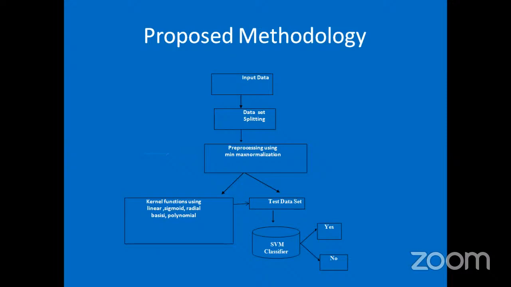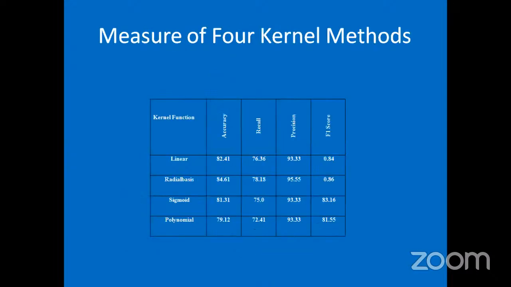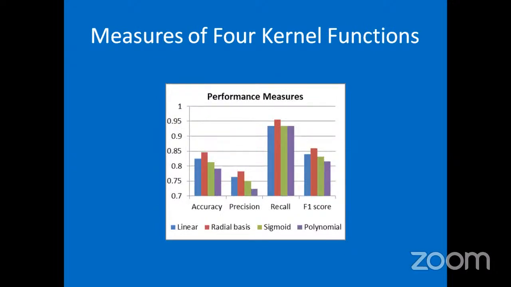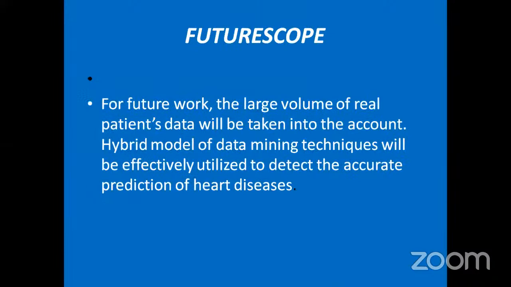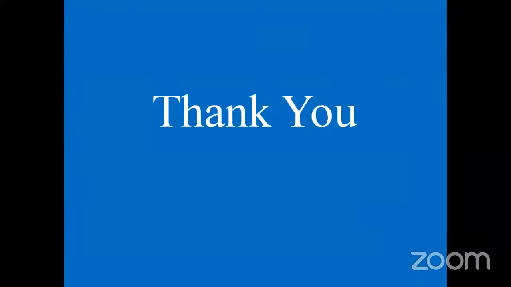The data set description: there are 14 attributes, the 13 attributes are displayed, and the last one is the target attribute, where 1 means heart disease is present and 0 means no heart disease. For the study tool, I'm using Python version 3.9. On the performance measures, I'm focusing on accuracy, precision, recall, and F1 score. In my proposed methodology, after giving the input, the data set is fitted with tenfold cross-validation and preprocessed with min-max normalization. Then the 4 kernel functions, linear, sigmoid, radial basis, and polynomial, are implemented, and the data is given to the test tool after the SVM classifier to determine whether heart disease is present or not.